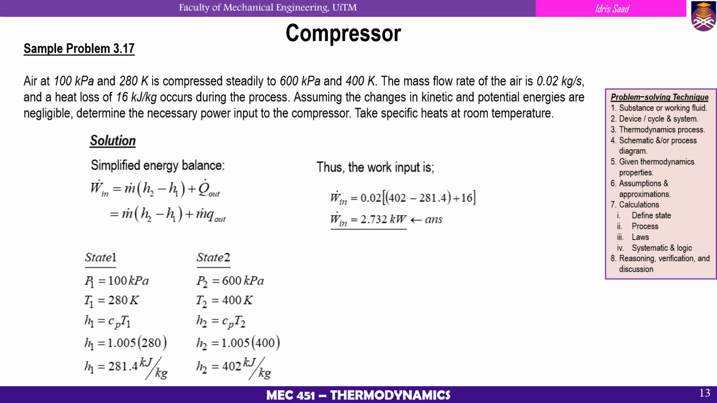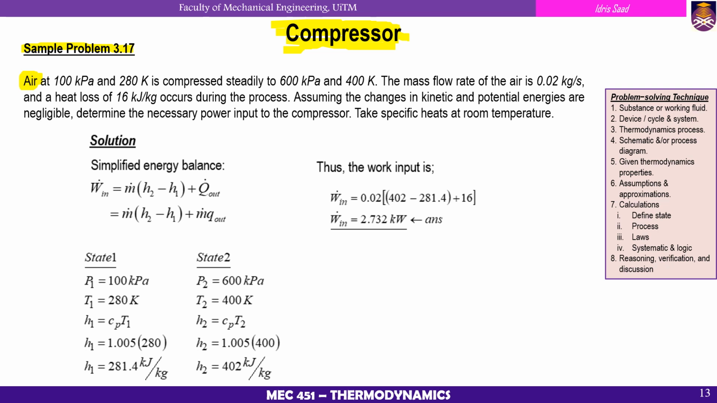Okay, this is sample problem 3.17, a sample problem to demonstrate how we are going to use the energy balance equation for the compressor. Let us read the question together. The first one says air. This is the substance, so please recognize it properly. The data that we need to determine, we have to use the ideal gas law, PV is equal to mRT.